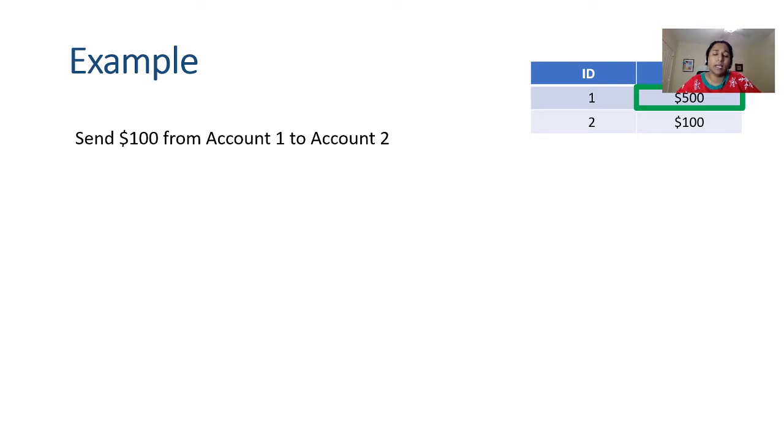Let's see a very simple example ensuring the ACID properties of a transaction. Let's take a very simple bank transaction. For example, I have a balance of $500 in my account, which is account 1, and I would like to send $100 to my friend's account, which is account 2. This transaction has two operations in it, right? First, we have to deduct $100 from my balance, and then we have to credit $100 to my friend's account.